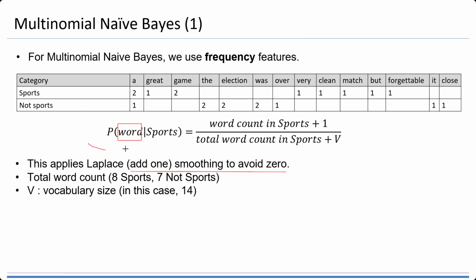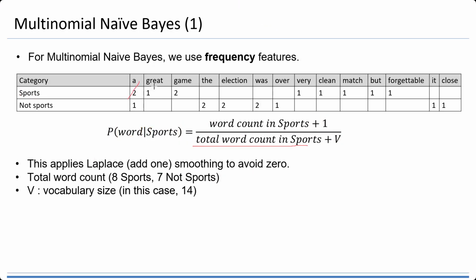So we want to know what is the probability of that word given that the category is sports. So I know that the category is sports. Now I want to know the words "a very close game". So what is the probability? We already learned that the probability of a word given sports is the word count in sports plus 1, to avoid the 0, divided by the total word count in sports plus V. V is the vocabulary size.